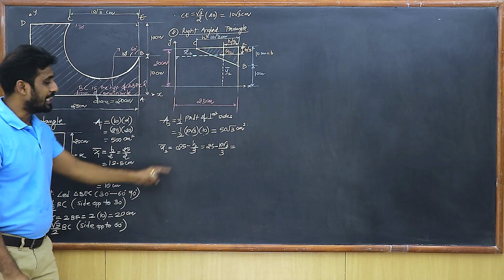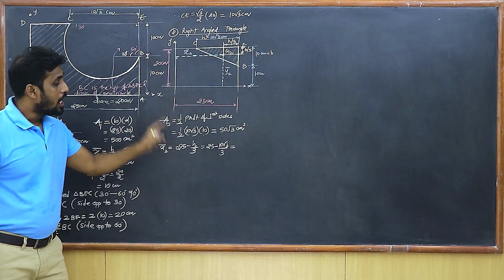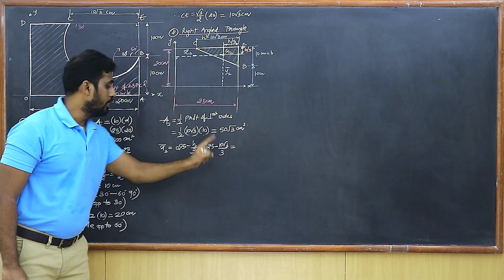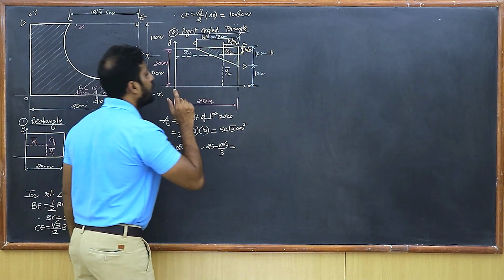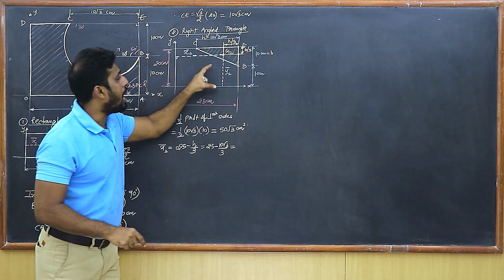We have to simplify such kind of calculation. So 25 minus 10 root 3 upon 3, whatever the answer comes, I will be writing that particular answer over here. Likewise, now students, can you tell me what could be the value of y2 bar? Think for a moment and let me know what could be y2 bar.